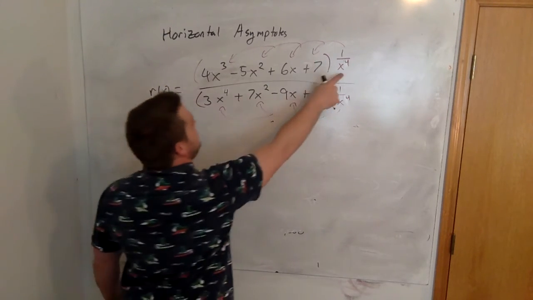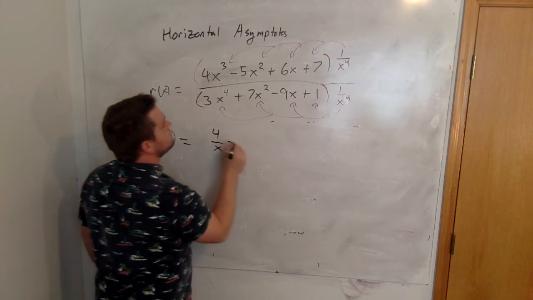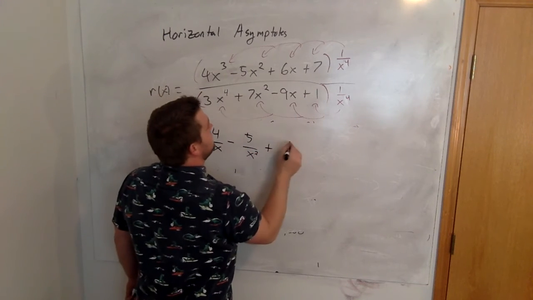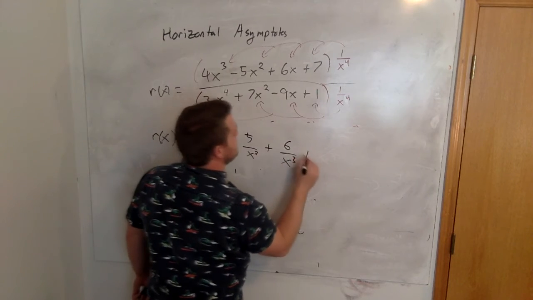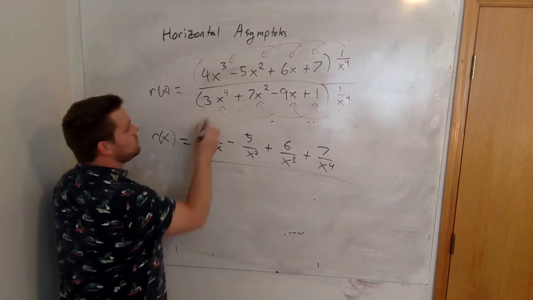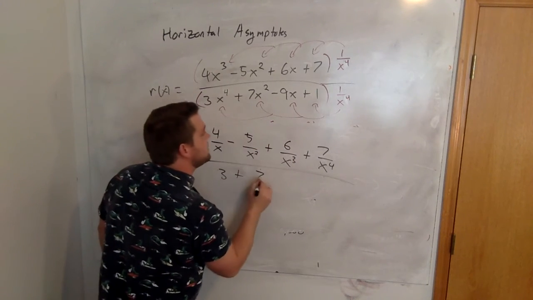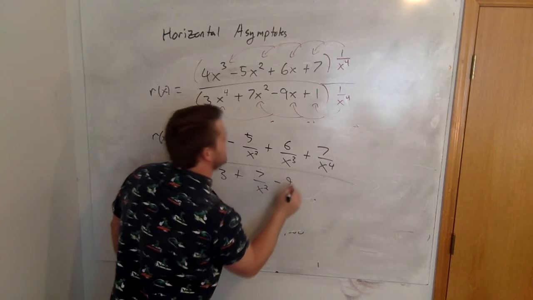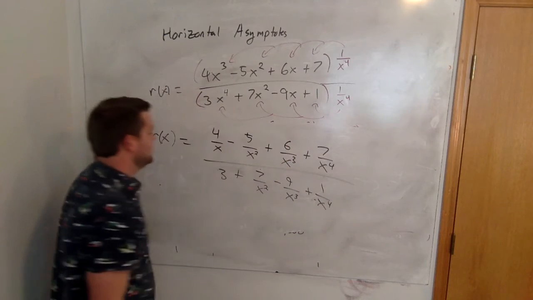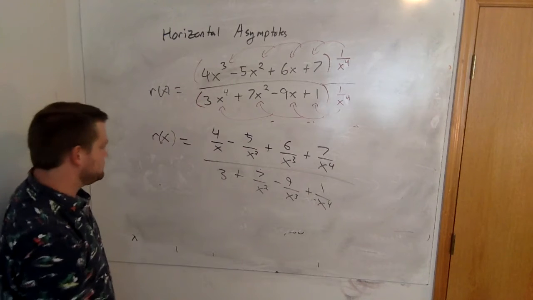Now when I multiply that in over here, what am I going to get? I'm going to get a 4 over x minus a 5 over x squared, plus I'm going to get what? A 6 over x cubed plus a 7 over x to the fourth, all over, well, what am I going to get here? I'm going to get a 3 plus a 7 over x squared minus a 9 over x cubed plus a 1 over x to the fourth. So I just rewrote this a little bit differently. Again, notice that the denominator is winning the war.